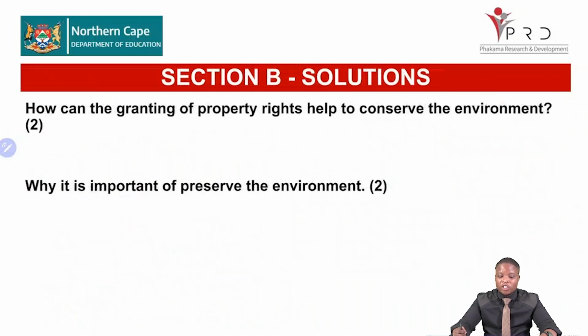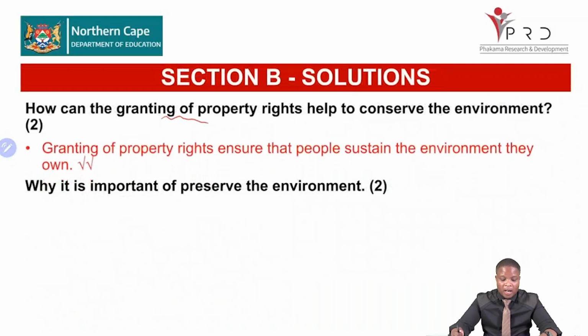How can the granting of property rights help to conserve the environment? Granting of property rights is giving people the responsibility to take care of things that belong to them, right? So given a certain environment to take care of. Granting property rights ensures that people sustain their own environment, because people tend to take care of things that belong to them at a lesser cost to the government, because now it belongs to them.